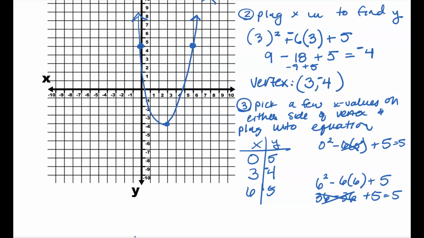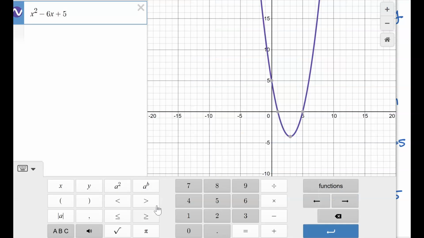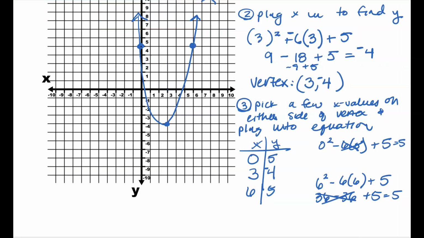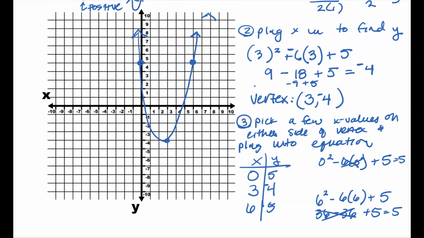So let's go back to our graph on Desmos and see if we graph those points. So 3, -4, 0, 5, and then it's not located as a point, but we can see here that that looks like 6, 5. So that just confirms that what we did works. And again, great thing I checked it, because I wouldn't have caught my mistake otherwise. So hopefully that gives you a good idea of how you can graph.